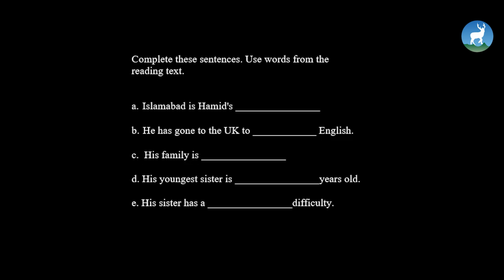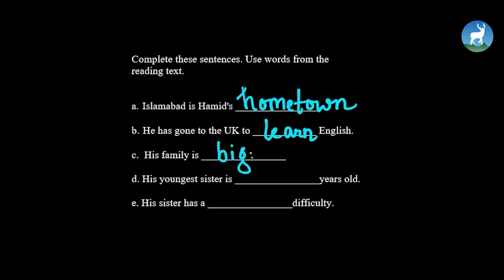Okay, the next thing we are going to do is completing the following sentences, and here we are going to use the words from our reading text, that is from the text of personal profile. Islamabad is Hamid's, what is it? Yes, hometown. He has gone to the UK to dash English. To learn English, we all remember it, right? His family is small. Is that true? No, his family is big.